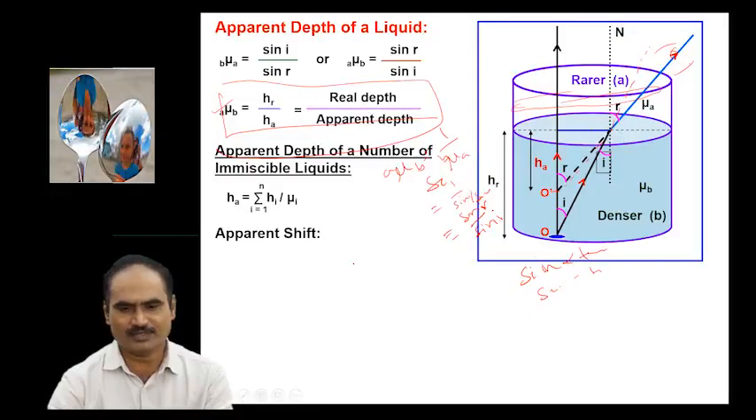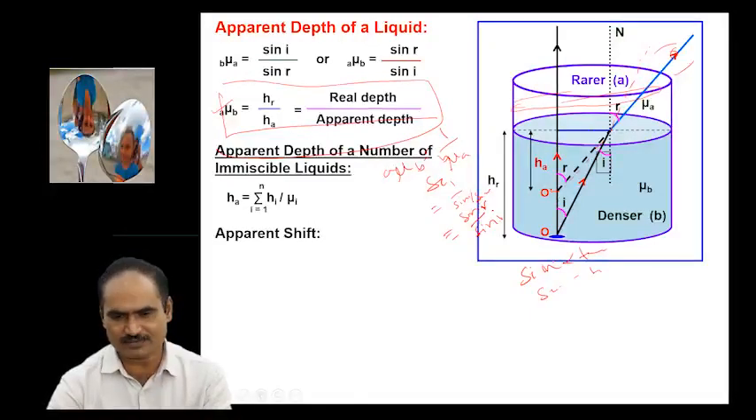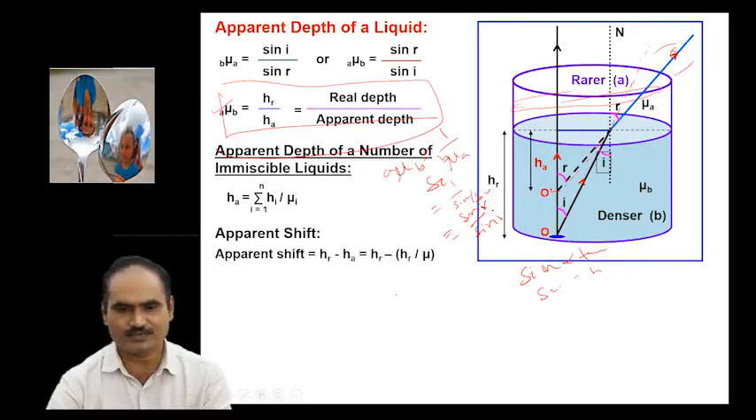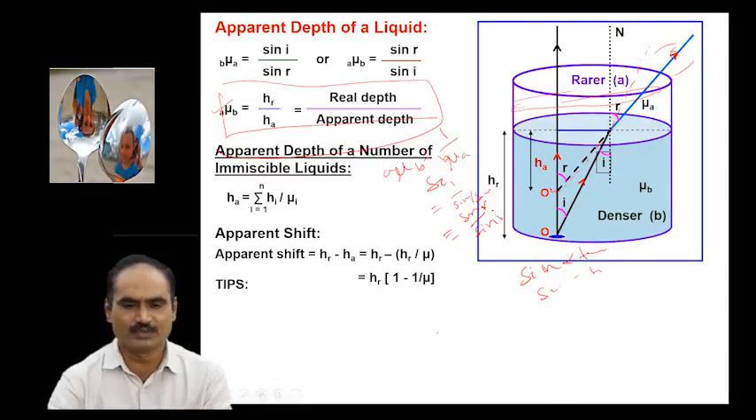Then apparent shift means how much it is shifted. This is called shift here, that is HR minus HA. HR minus HA is apparent shift. So apparent shift can be obtained like this. HR minus HA is equal to HR minus HA, which can be written as HR by mu. Since mu is, by using this equation, mu is equal to HR by HA, HA can be written as HR by mu here. Then HR, if you bring it out, you can write it as 1 minus 1 by mu.